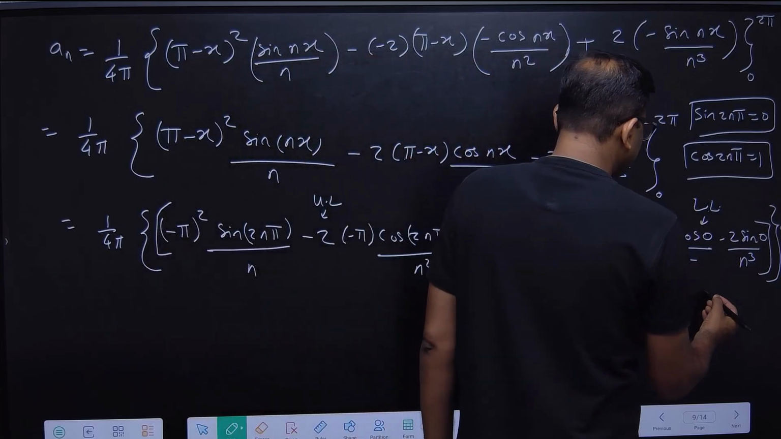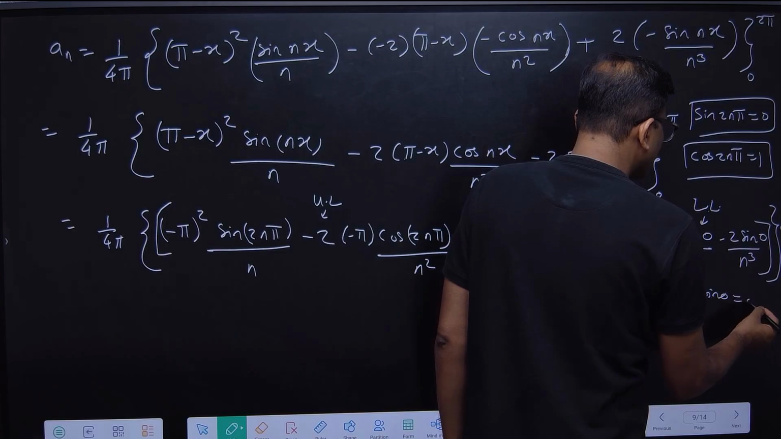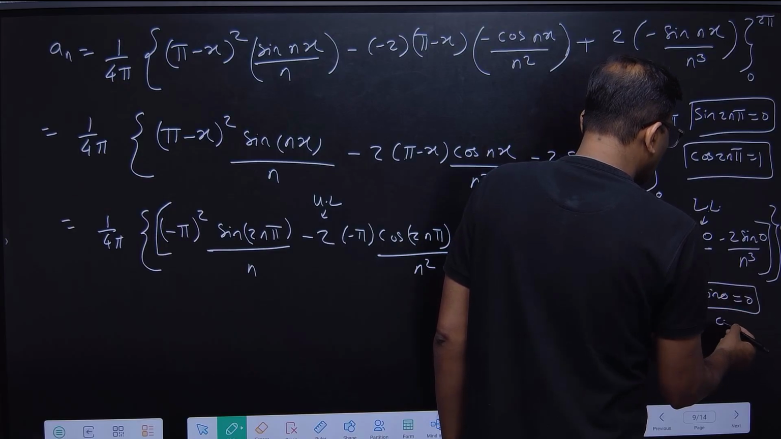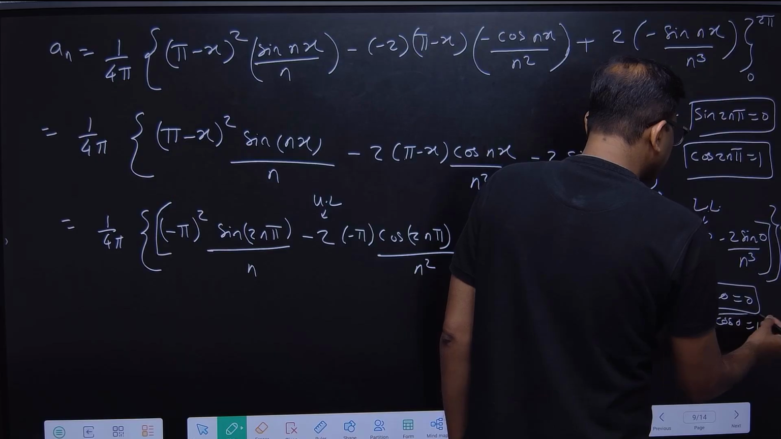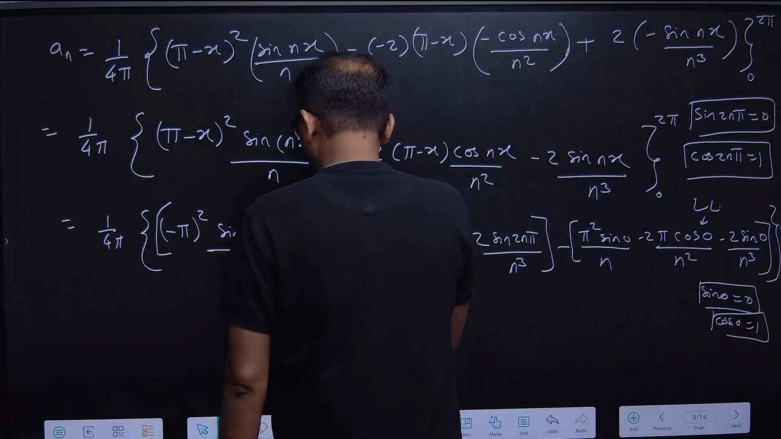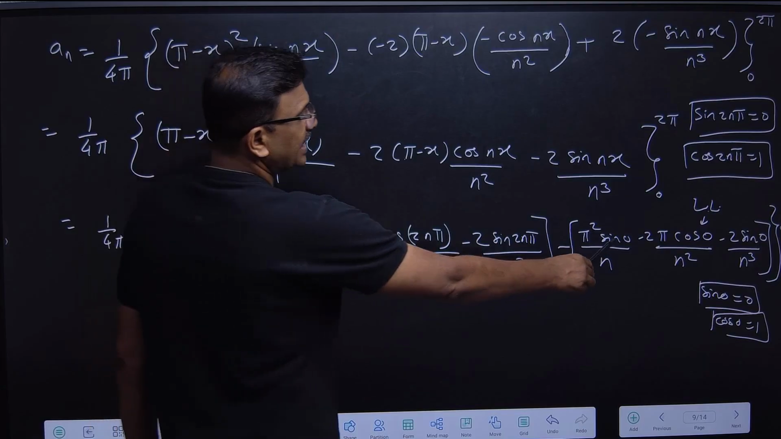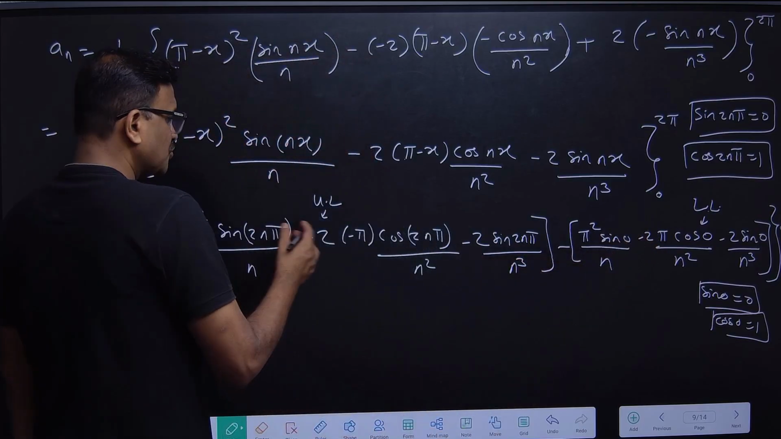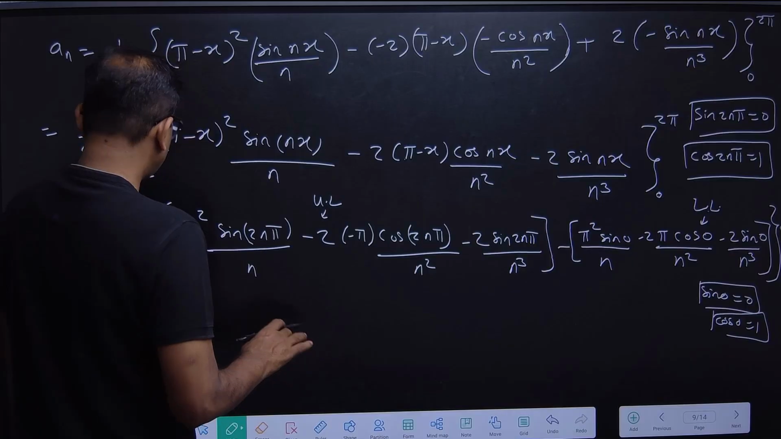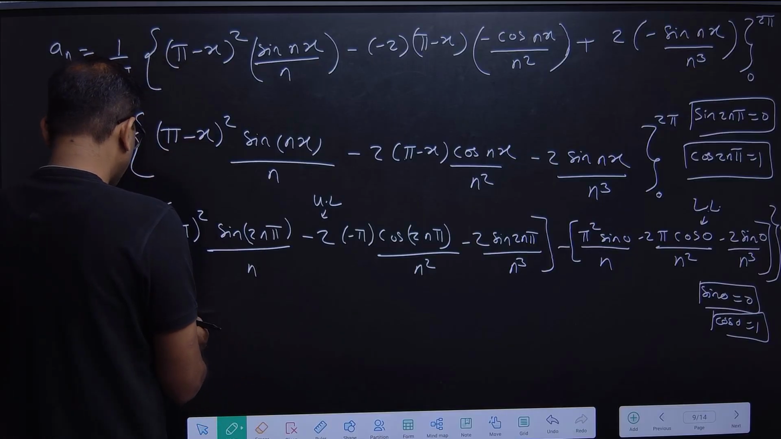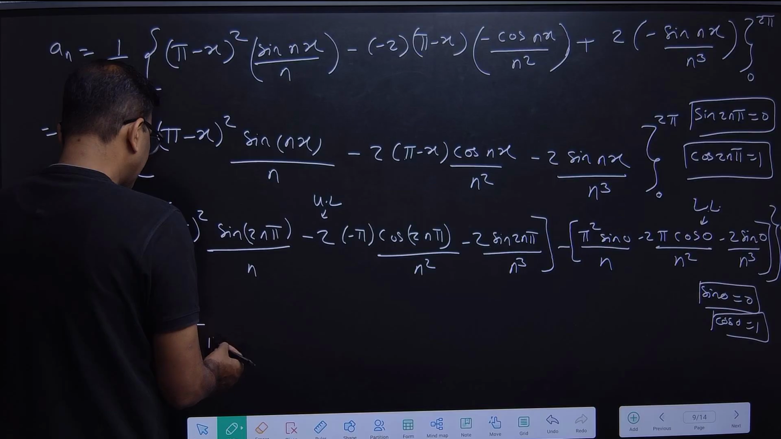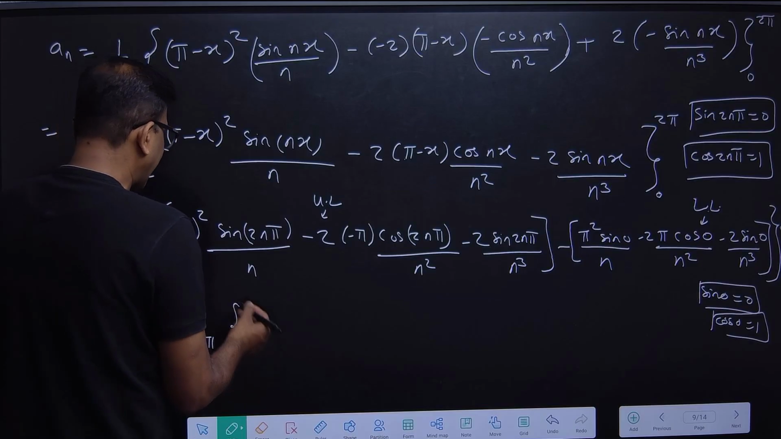And we know that sine 0 is 0, cos 0 is 1. So see, in this problem, you will find all these sine terms. Sine 2n pi will be 0, sine 0 will be 0. Cos 2n pi is 1, cos 0 is 1. So the cos terms will remain. The remaining terms are going to become 0. The multiplier 1 upon 4 pi stays outside the bracket as it is.